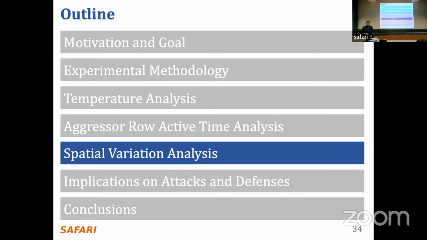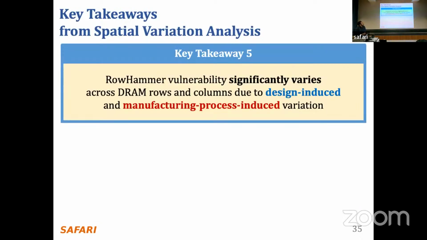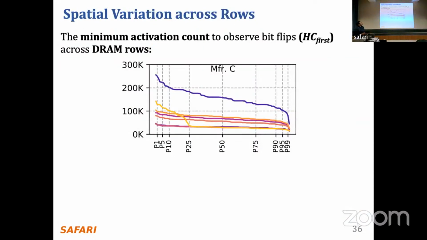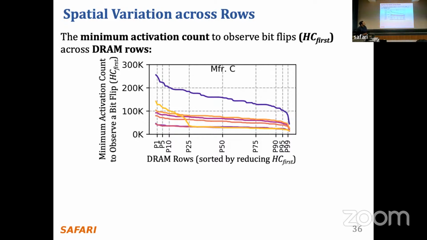Here's the last part of the experimental analysis, spatial variation analysis. Our key takeaway, the first one, is that RowHammer vulnerability significantly varies across DRAM rows and columns due to design-induced and manufacturing process-induced variation. The distribution of the minimum activation count to observe bit flips exhibits a diverse set of values in a subarray and similar values across subarrays. So a subarray can be a representative of the whole DRAM chip or module. When we look at the minimum activation count to observe bit flips, or HC first, the RowHammer threshold, we observe that this value varies a lot across different DRAM rows.